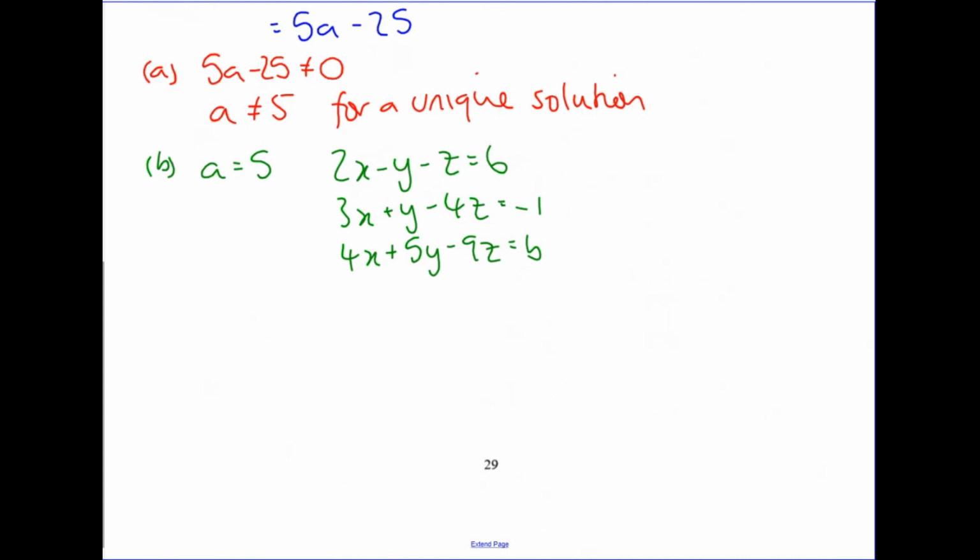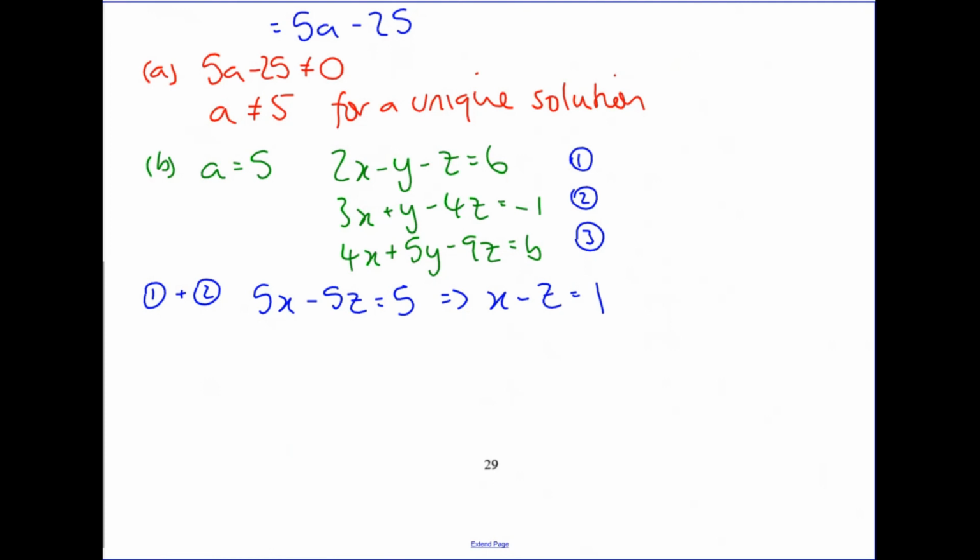So I need to work out the consistency of these. This time I'm going to eliminate y because there's minus y and plus y in here, though you can choose any one. If I add equations 1 and 2, I'll eliminate y. So I get 5x minus 5z equals 5, which obviously I can write as x minus z equals 1. Then to eliminate y a different way, I'm going to times equation 1 by 5 and then add it onto equation 3 to get rid of y that way.